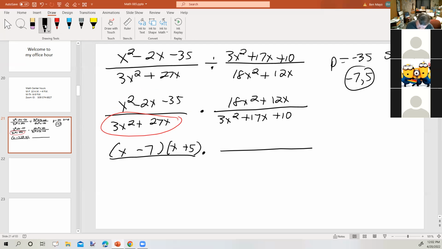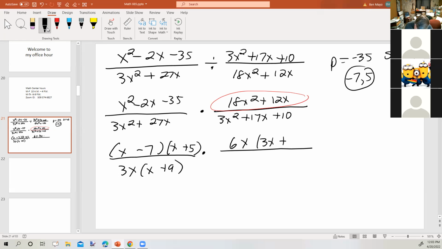Okay. Now let's come back and let's factor this one. Well, the greatest common factor would be 3x, and we have an x plus 9 left over. So all we're going to do there is take out the greatest common factor. Okay. Let's take a look at this one. 18x squared plus 12x. We're going to factor out a 6x and have 3x plus 2 left over.